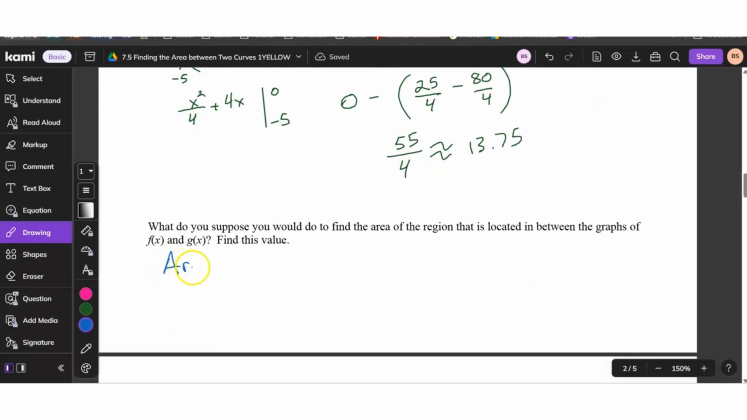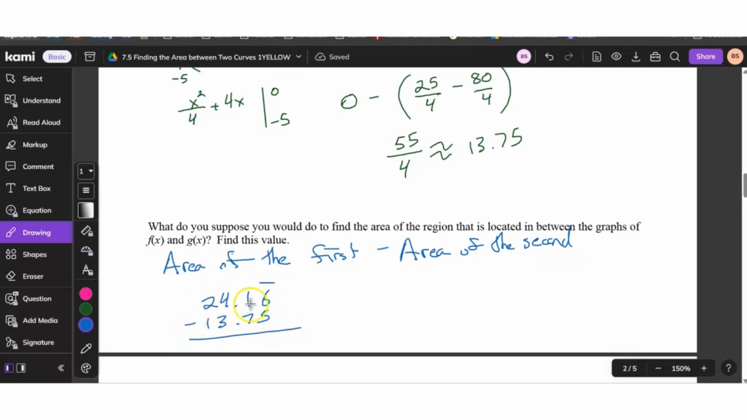We're going to say area of the first minus area of the second. Which is, what was it, 24.16 repeating, I believe, minus 13.75. We'll just change that 0.6 repeating into a 0.7 to make our lives easier. And that'll be 10.42. Does that make sense? Yes.